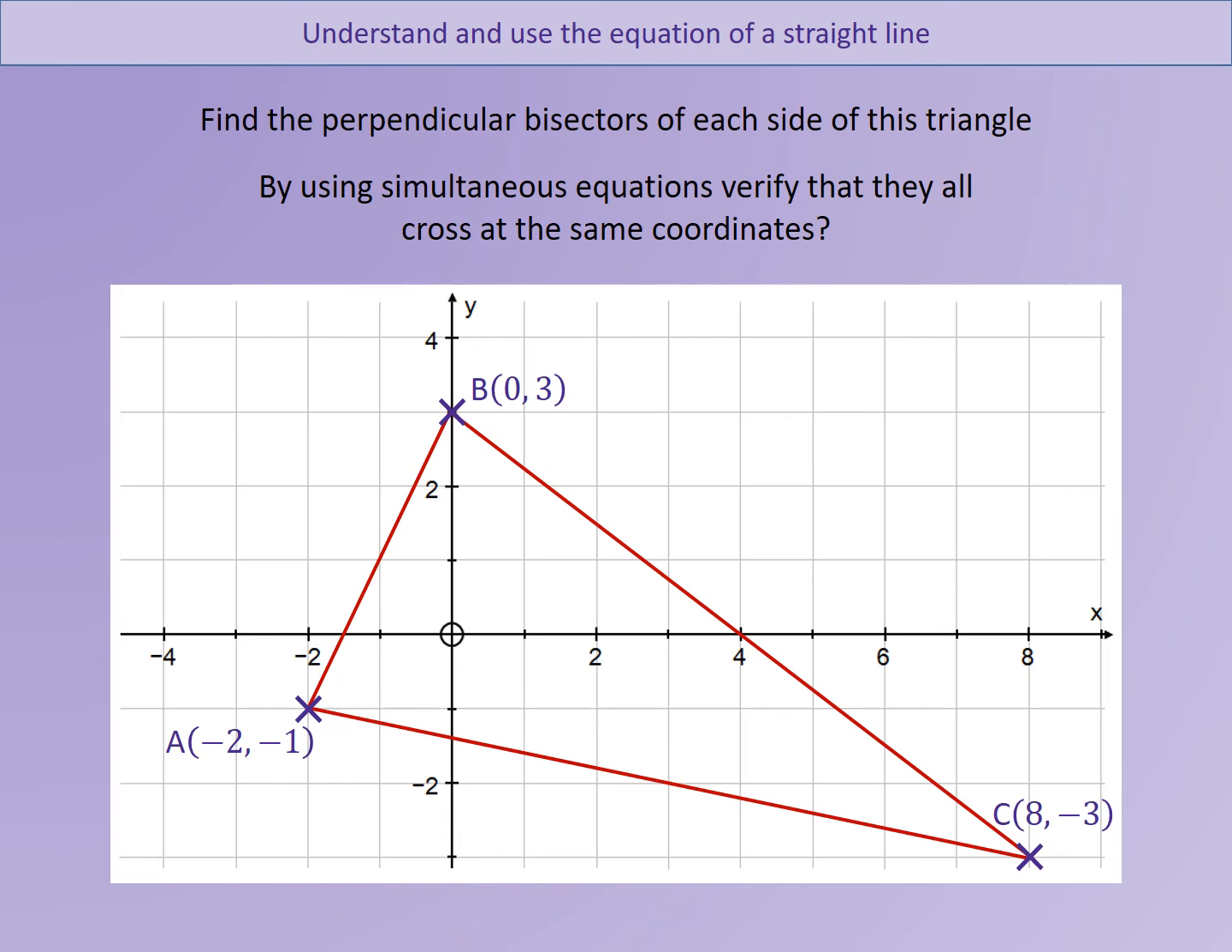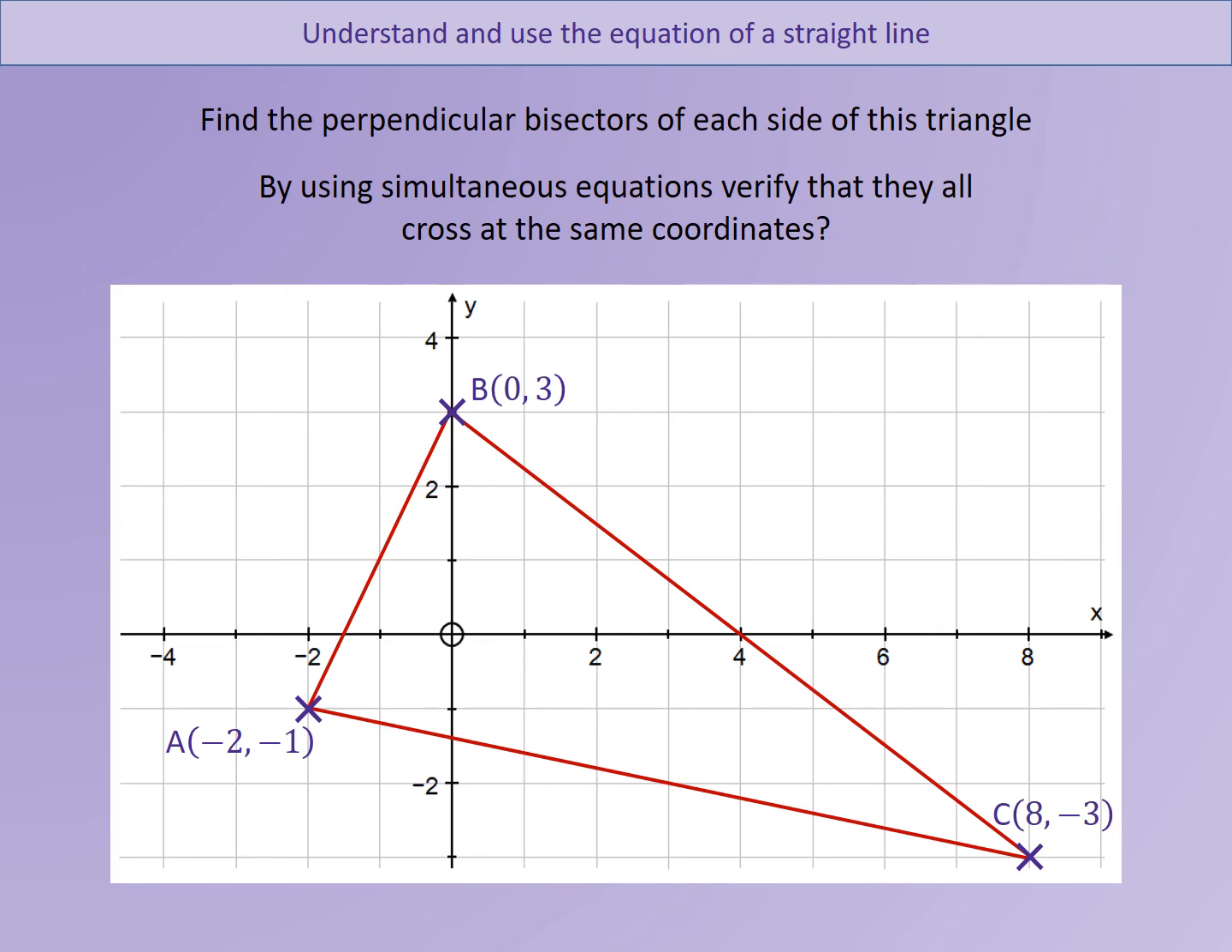Okay, so a little exercise for you to finish this presentation off. I have got 3 coordinates that form a triangle, and my job is to find the perpendicular bisectors of each side. So before I let you loose on this, I think it's important that we talk about what a perpendicular bisector is. If I take the line from A to B, just concentrate on the line from A to B for a minute, the perpendicular bisector will be a line that runs perpendicular to AB.